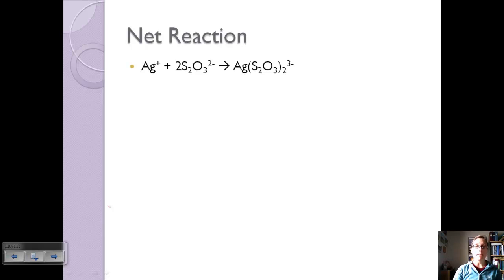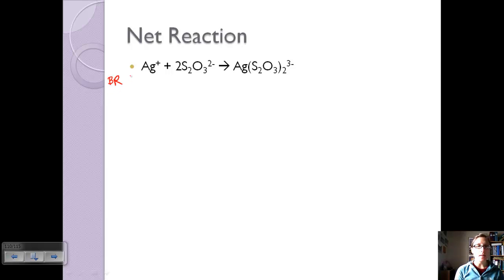Okay, so let's look at our net reaction. If we take those two formation reactions and put them together, we end up with silver plus 2 complex ions forms AgS2O3. And so we can do a before reaction and an after reaction.